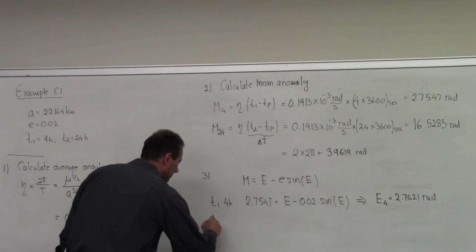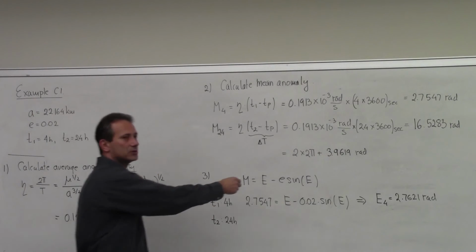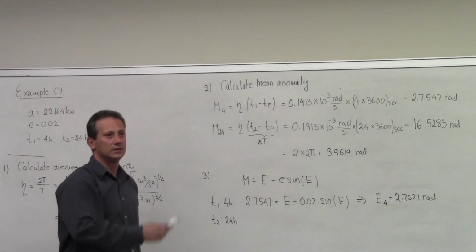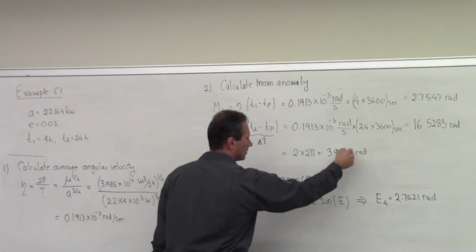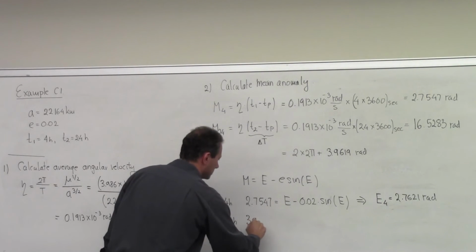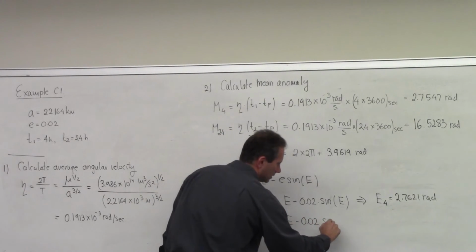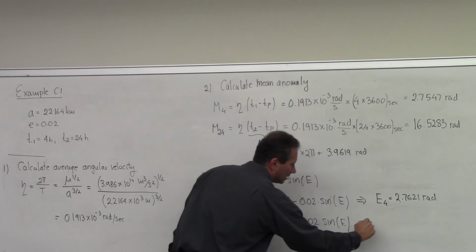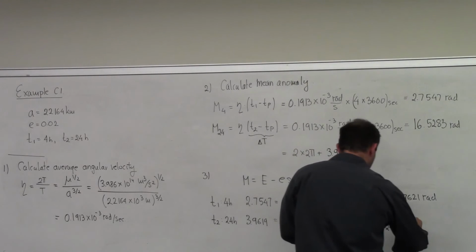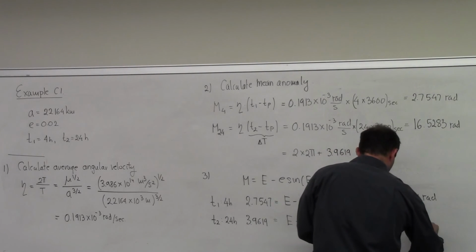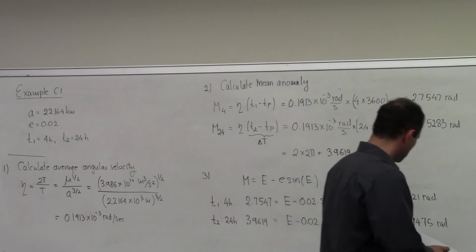And if I look at the other time, T2, which is 24 hours, then I can neglect all of these multiples of 2 pi. They don't do anything. It's just full circle, I passed through perigee multiple times. So I can just work with this number here. 3.9619 is equal to E minus 0.02 sine of E. And when you calculate how large E is from here, you get E24 equal to 3.9475 radians.